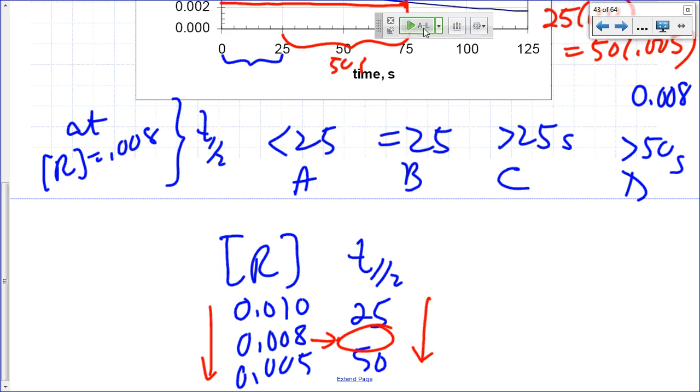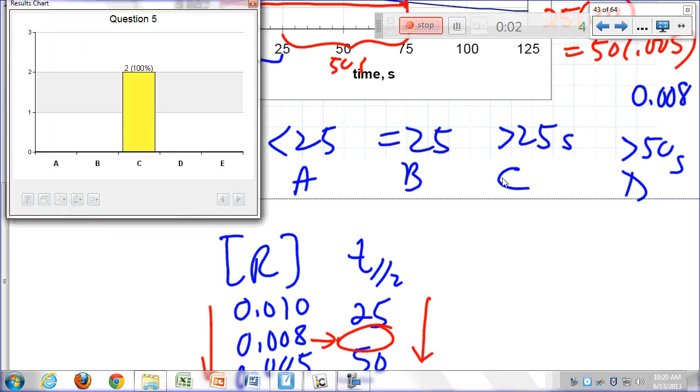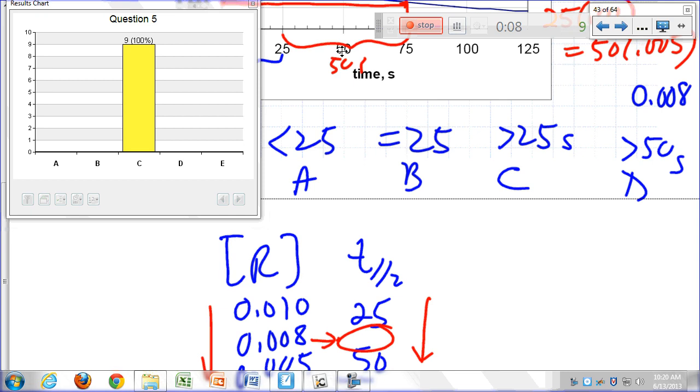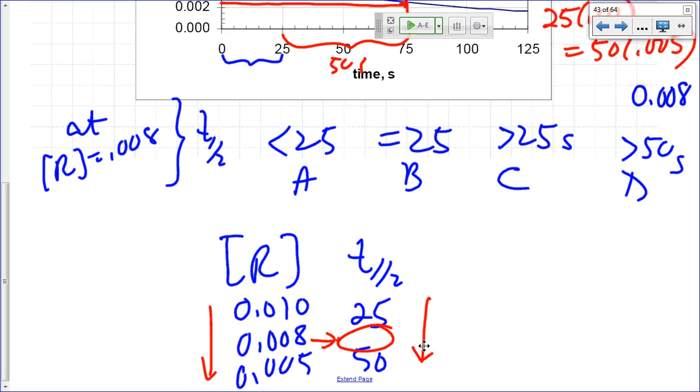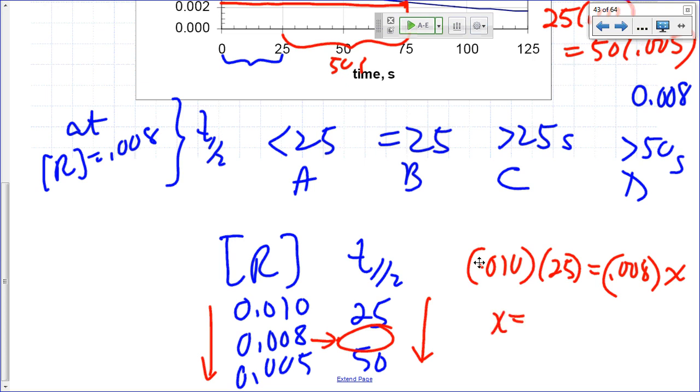Try it again. Okay, much better. The correct answer is C. In fact, you can figure it out. We're going to say 0.010 times 25 must be equal to 0.008 times x, where x is the half-life. So x would be 0.010 over 0.008 times 25. What would that be? 31.25 seconds.